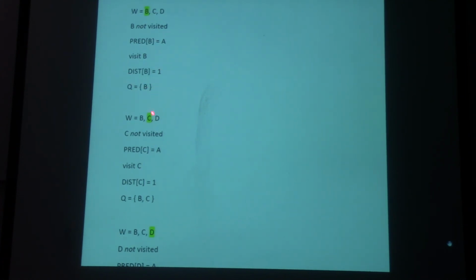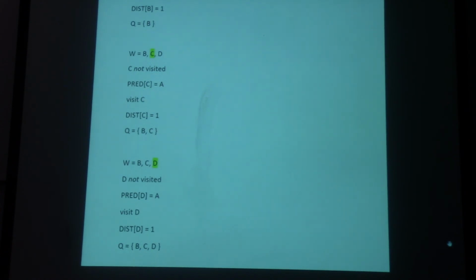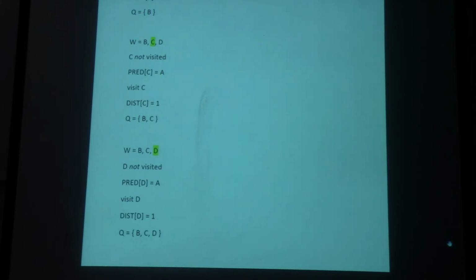Now go to the next neighbor of A. That's C. Not visited. Okay, so set the predecessor to A also, and visit it. Mark the distance vector of C to 1 also. And the Q contains B and C. And now go to the last neighbor, which is D. D has also not been visited. Predecessor goes to A. Visit it. Set the dist of that vector to 1. The Q now contains B, C, D. So now we're finished with the inner loop.